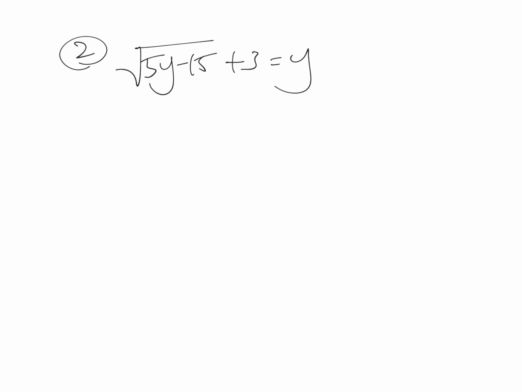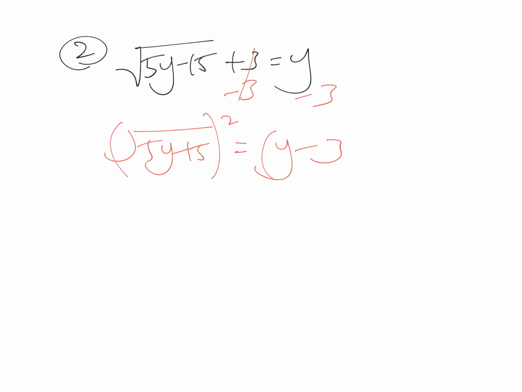Now, looking at this one right here, this time we have a radical on the left, and you guys probably all know from yesterday, oh, we should probably subtract 3 from both sides. Let's do that. Square root 5y minus 15 equals y minus 3. So now everyone from yesterday should be like, oh, okay, I know how to get rid of the square root. I'm going to square both sides. Square and square root cancels out. I get 5y plus 5 equals.